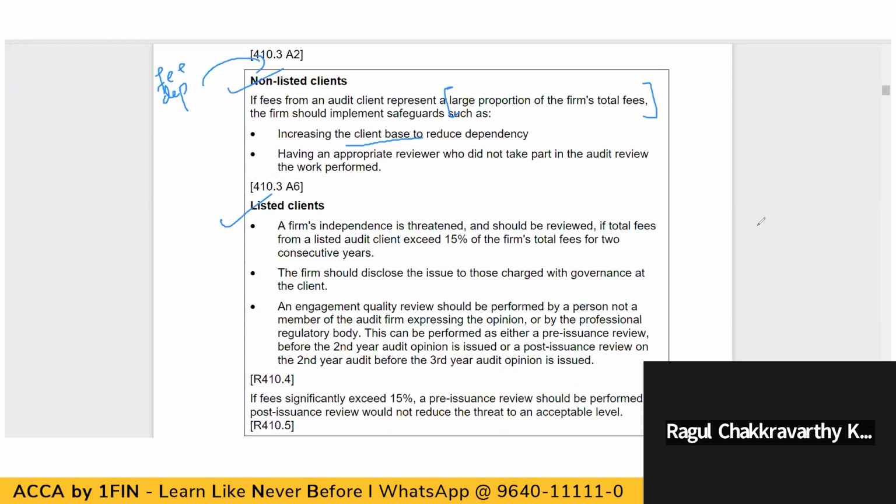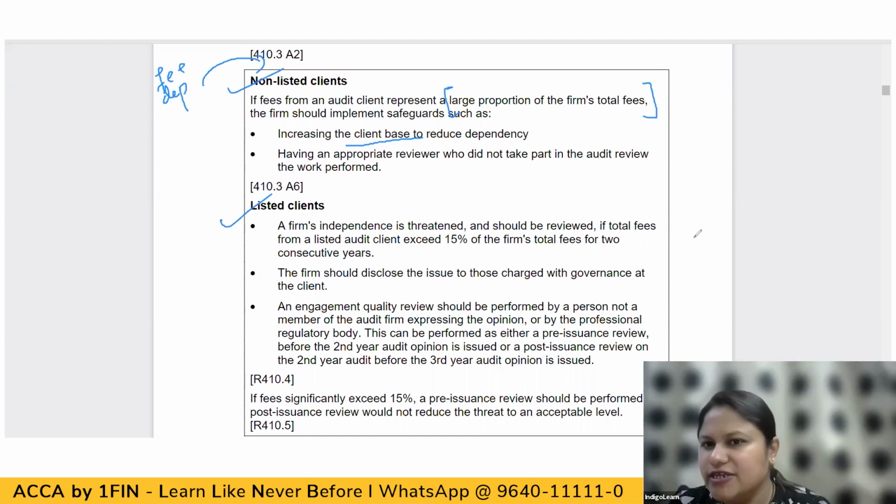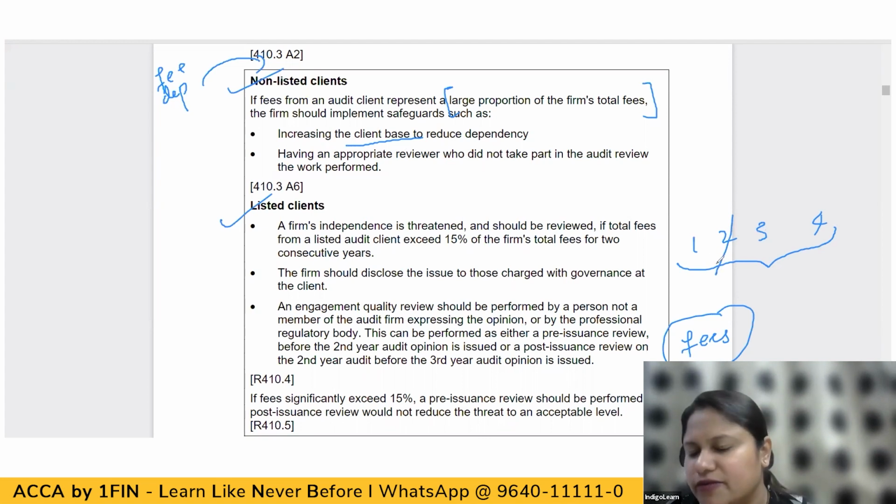See, suppose you have only 4 clients, so obviously your total dependency is on those 4 clients. Your client 1, 2, 3, 4. These are the major contributors of your fees. So obviously you are dependent upon these 4 clients only for the fees you receive for the year. So if any one goes, it will be a major problem for you, because you will lose a major portion of your income.